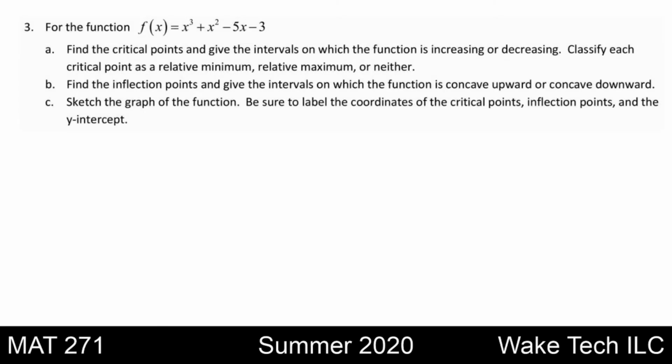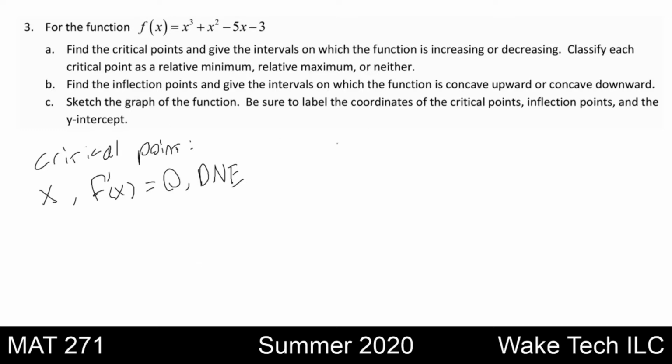For questions like these, it's important we understand the terminology present. For instance, part A is asking about critical points, relative minimum, relative maximum, and neither, which makes sense. So what is a critical point? A critical point is a point, usually an x value, for which f prime of x equals 0 or does not exist.